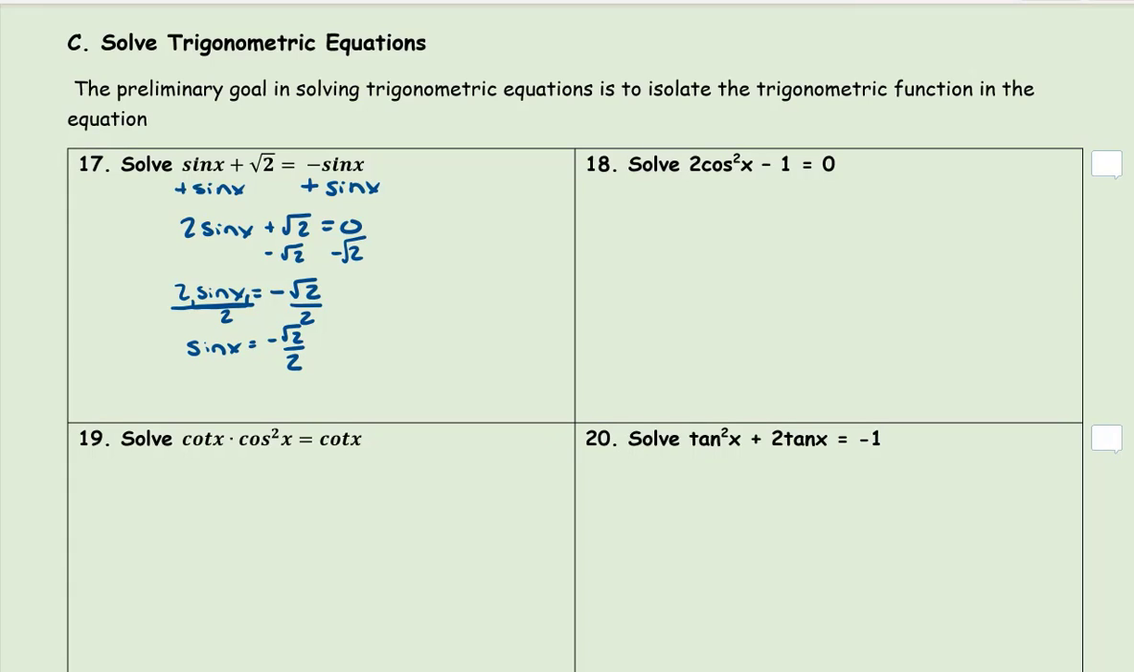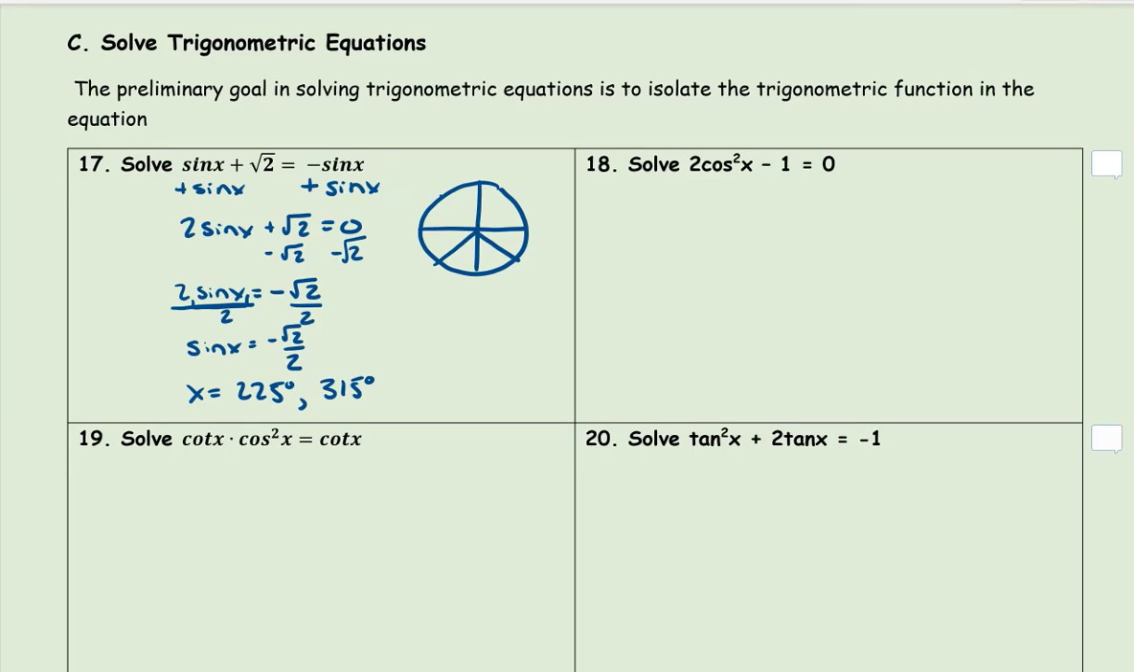Now what we're going to do here is look at the unit circle. I like to draw mine out. You guys have yours right in front of you. We're going to look for where the y value, because that's what sine is equal to, is negative root 2 over 2. And it is in two different places. It's down here in the third quadrant, and it's also down here in the fourth quadrant. And that is at x equal to 225 degrees and 315 degrees.